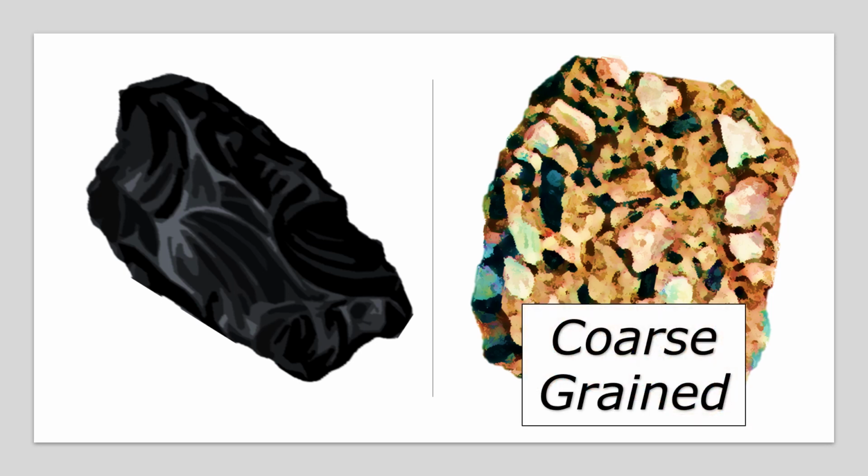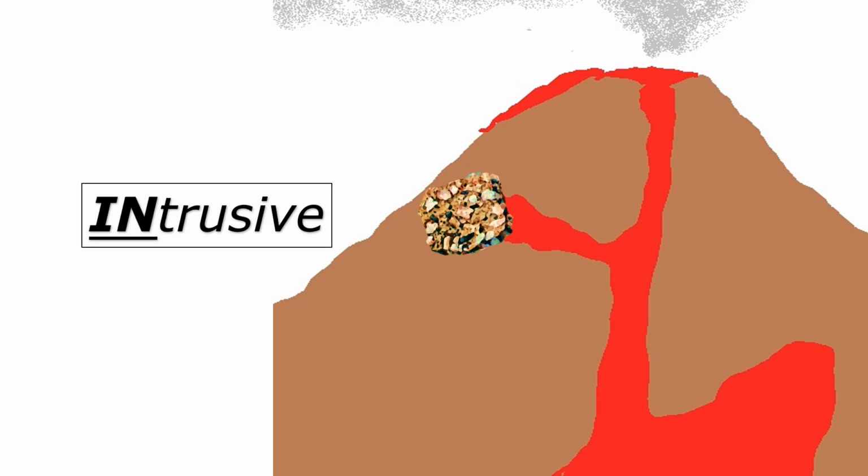The texture of an igneous rock describes the minerals inside the rock. When the minerals are large enough to see without a microscope or hand lens, the texture is called coarse-grained. When magma cools, it cools very slowly, and the rocks that form are made up of very large minerals. These are called intrusive igneous rocks. I like to remember intrusive by remembering that they form in the crust.